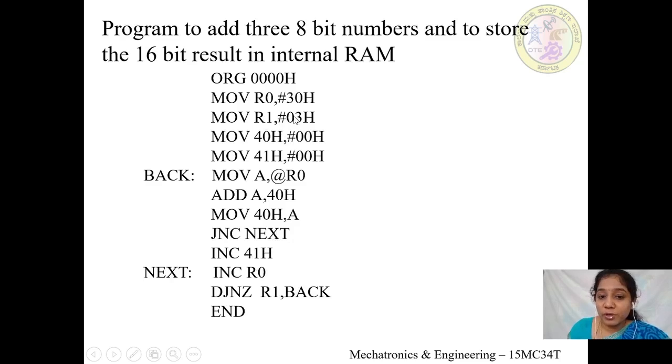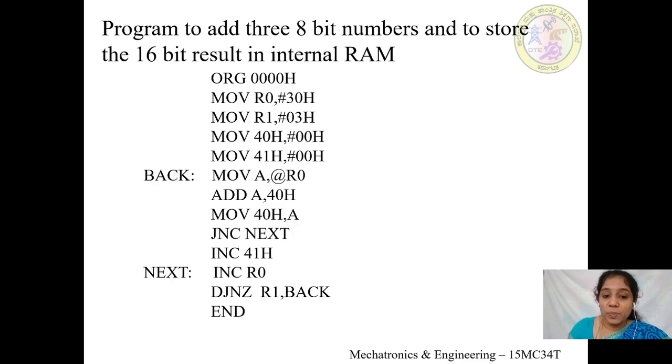So what do we have to decrement? Yes, we have to decrement the count value. Since we are using the DJNZ instruction, decrement and jump if not 0, it decrements the contents of R1, that is 3 becomes 2, and it compares with 0. If it is 0, it comes out of the loop. It indicates that we have completed the count. Otherwise, it goes back to the loop.